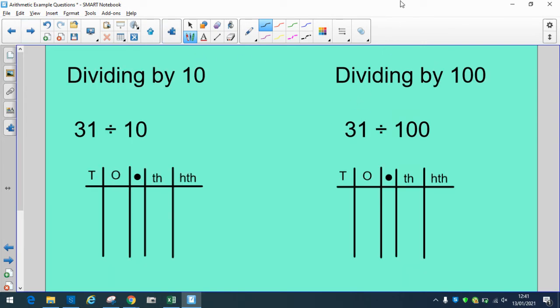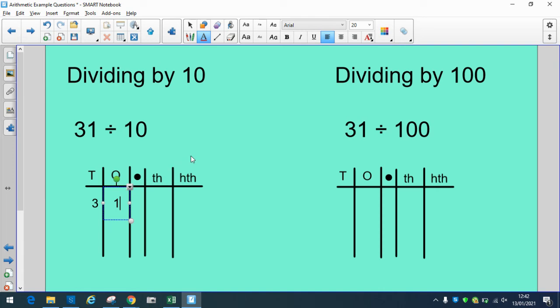And the last set of questions that you might face, and you probably will, is dividing by 10 and or dividing by 100. Now, what I've done here is the place value positions for these numbers, so you can see what happens when you move them. So for example, 31 divided by 10. In that number 31, we have 3 tens and we have 1 one.